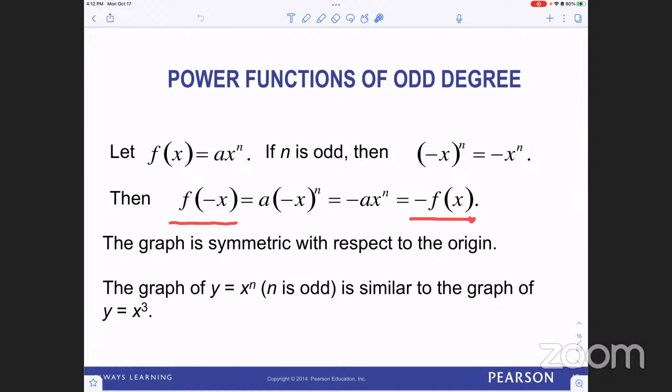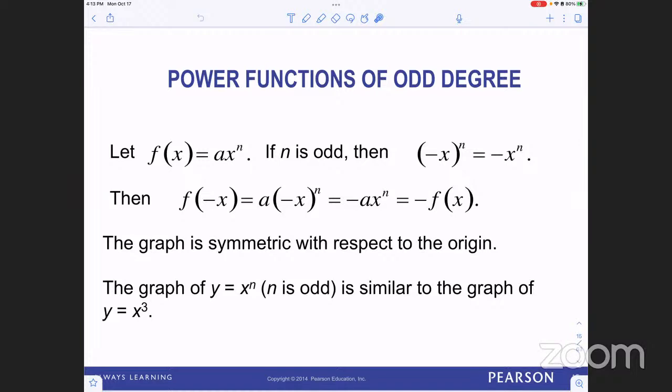Once we identify a function as odd, that means we have symmetry with respect to the origin, right? So origin symmetry is like whenever you have x comma y, you also have negative x comma negative y. All the points are equidistant and mirror images centered around the origin, all right?